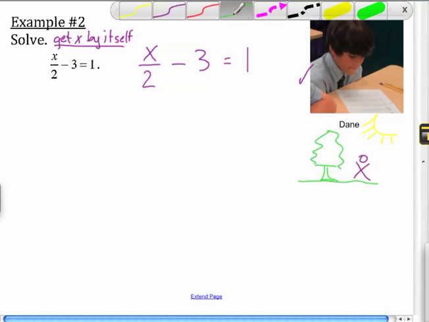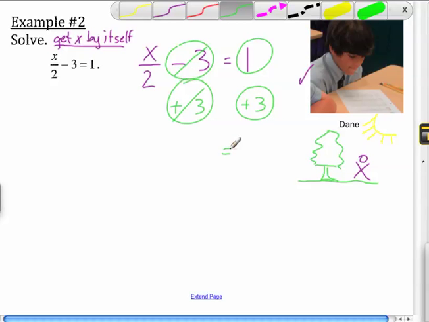Here, let me change my color. I'll go to green here. And I'm going to put a positive 3 on both sides. Now, these two terms, when I combine them, they just cancel out. But over here, when I combine these two terms, remember I have to do the same thing to both sides, right? Okay. There we go. I'm going to get 1 and a positive 3 gives me positive 4. And then on the left side, I've still got x over 2.